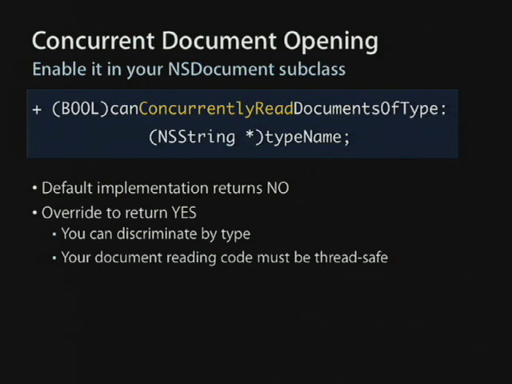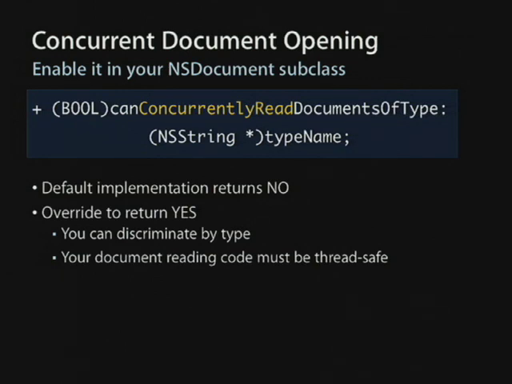So the first bit of new API I'm talking about today is a new class method on NSDocument called canConcurrentlyReadDocumentsOfType. The default implementation returns NO, but you can override it in your NSDocument subclasses to return YES. And we pass in the type name, so if you have implementation limitations that prevent you from taking advantage of this in some corner cases, you can still take advantage of it in the cases that really matter.